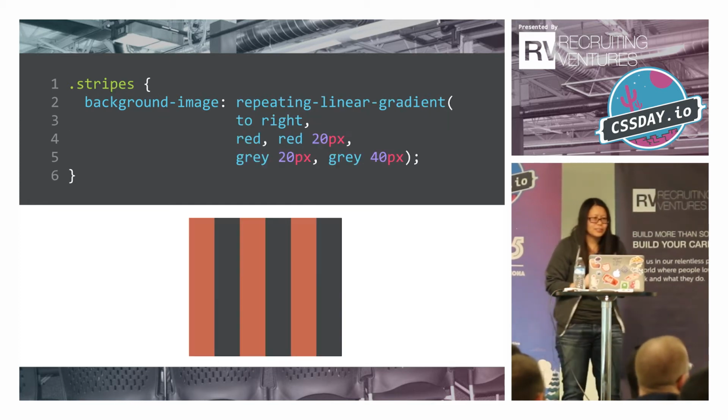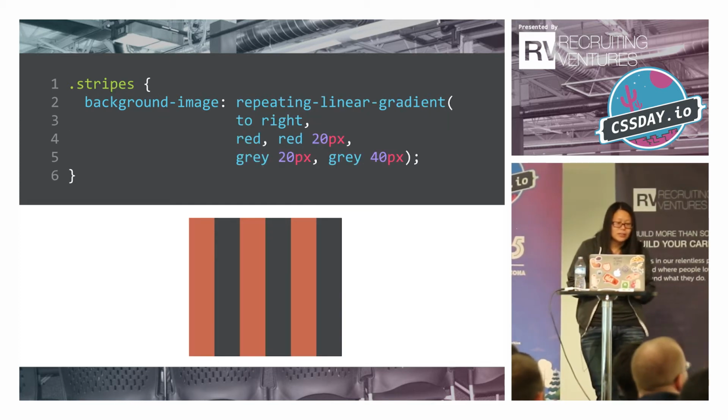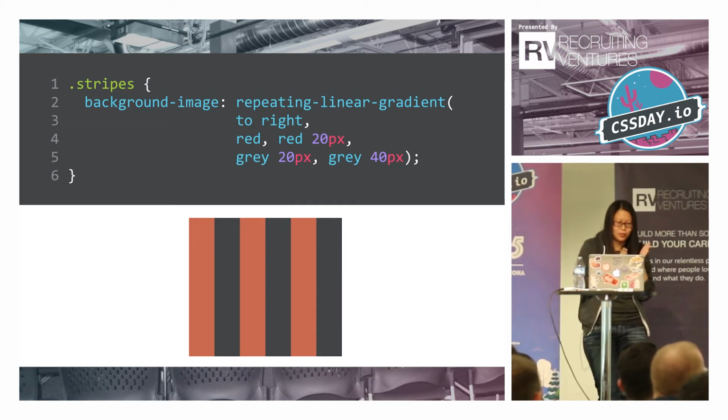But we can also use linear gradients to create color blocks and patterns. So creating hard stops between the colors will give us defined color areas. So the red stops at 20 pixels and the gray picks up at 20 pixels, and so it creates a hard line. And repeating linear gradients like you see here can create stripes. And there's a whole bunch of other patterns that you can create, which is really cool.